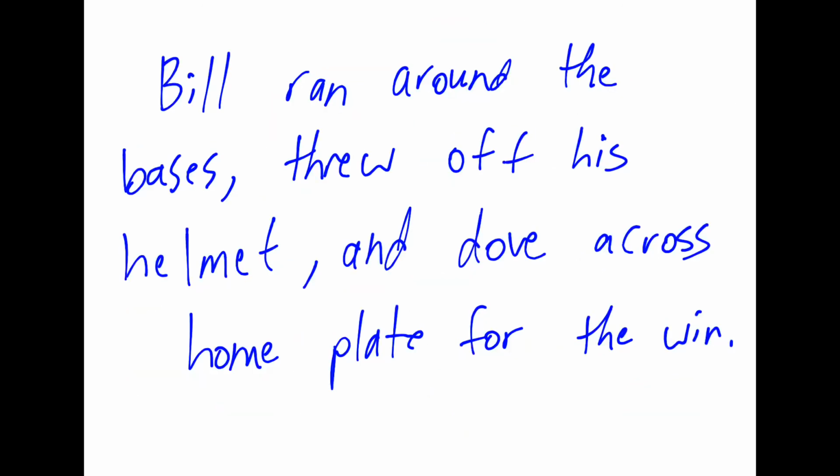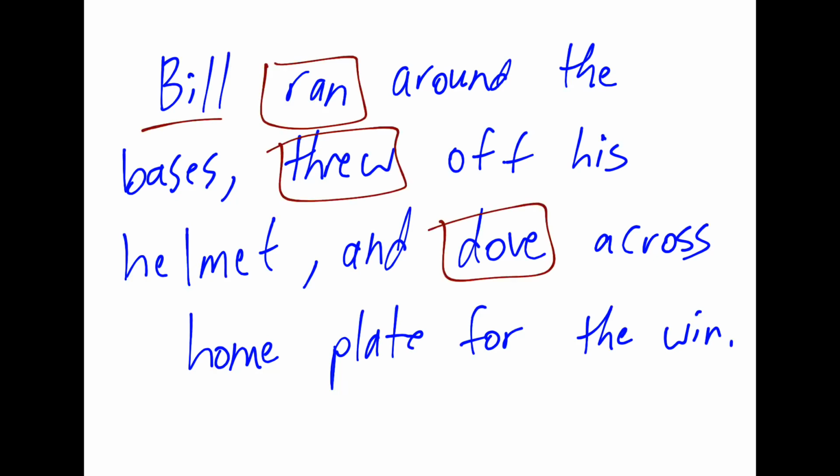A similar sentence, we have Bill ran, threw, and dove. How many clauses are here? There's 3 verbs or 3 predicates, but there's still only one subject. So this whole thing is one independent clause.